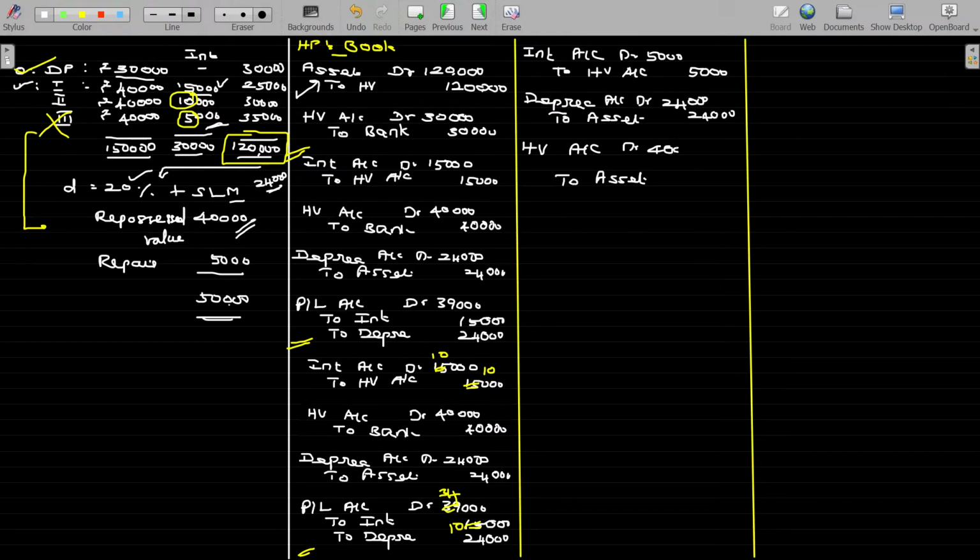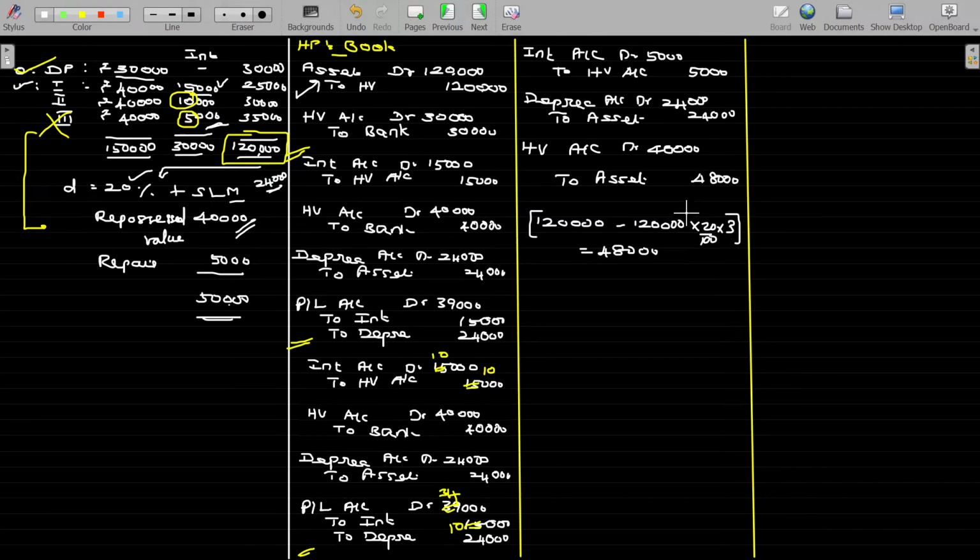What is the value of the asset? The value of the asset is 1,20,000. Over 3 years, 20% depreciation per year would have been provided on 1,20,000 rupees. At 24,000 per year, for 3 years 72,000 rupees would have been subtracted. What is its value today as per the books? 48,000. As per our accounts we have said it is 48,000. So we assume that it is worth 48,000.